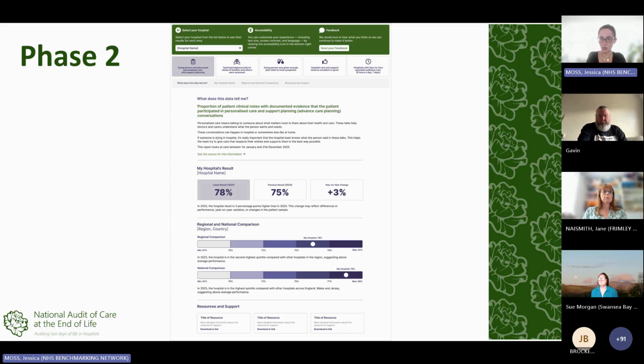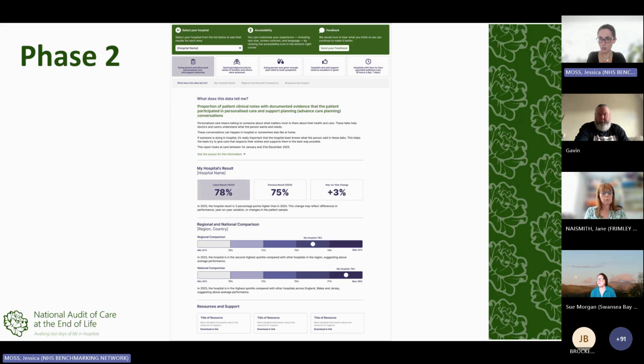This is a screenshot. I appreciate this doesn't look great on a small screen, but if you want a demonstration of what this currently looks like in development, we did share a demonstration of this on our last drop-in session, so you can have a look at that on the link that will be provided in the chat box and also on our website.